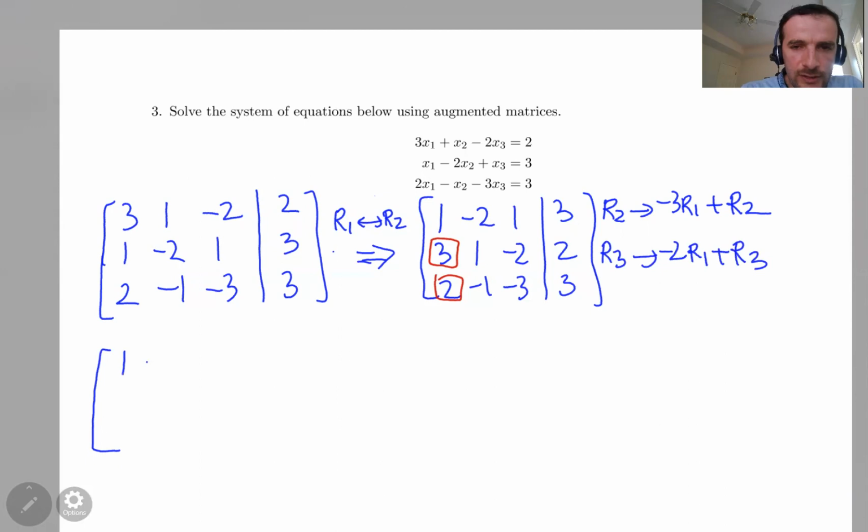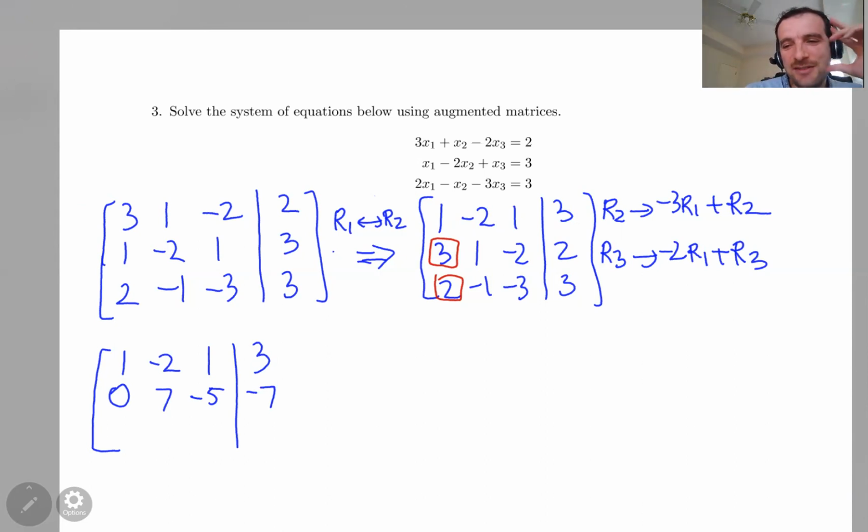So I don't do anything for the first row. And the second row will be 0, right? -3 times 1 is -3, plus 3 is 0. -3 times -2 is 6, plus 1 is 7. This is 7. -3 times 1 is -3, plus -2 is -5. -3 times -3 is 9, 9 minus... -3 times 3 is -9, plus 2 is -7. But be careful, guys, because it's always possible to make some simple mistakes here in this row reduction.